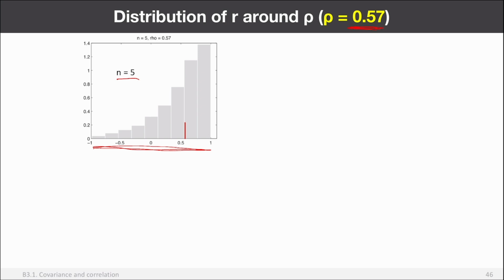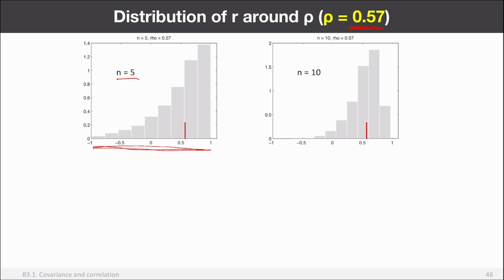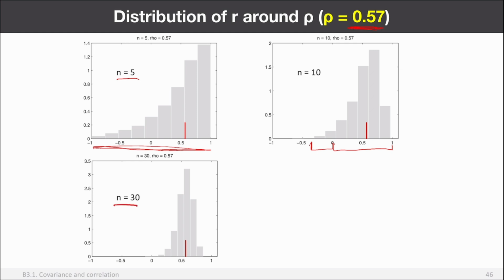So it's really uncertain. If you have 10, it's a little bit better, but still you can see we have some values which are negative, some values which are positive. So it's way far from the true 0.57. Imagine that you got -0.2, you will believe that the correlation is negative, but in fact the correlation is almost 0.6. That's crazy.